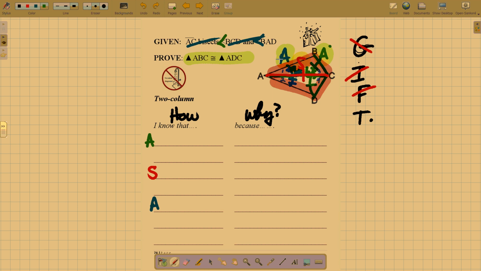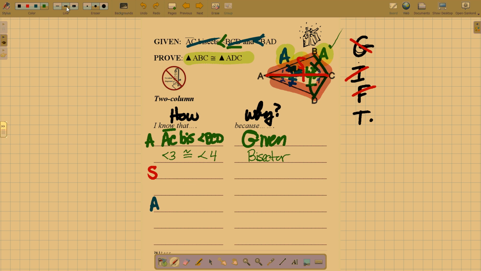So my first angle that I worked with was BCD. And I know that information because it is given. Now, because of that, I can get angle 3 congruent to angle 4, and the reason is because of the bisector. So there's my first angle.